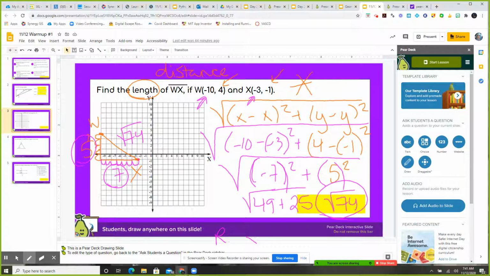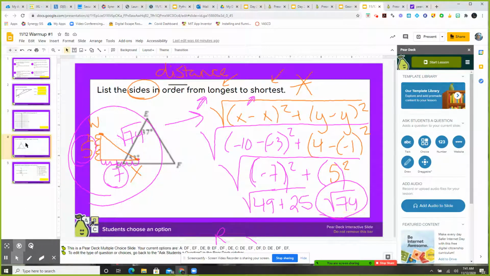Same thing. Pythagorean theorem over on the graph. Distance formula over here in the white space. Both of them work. Both of them work equally as well.